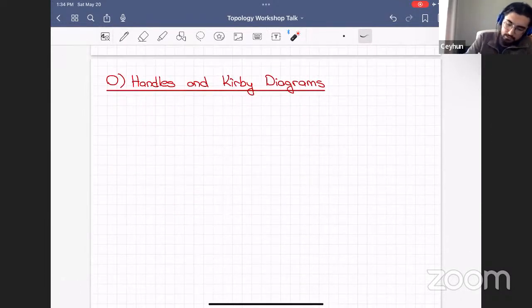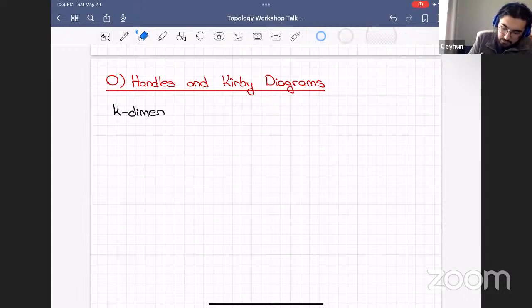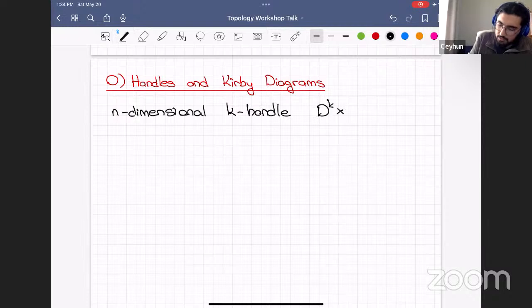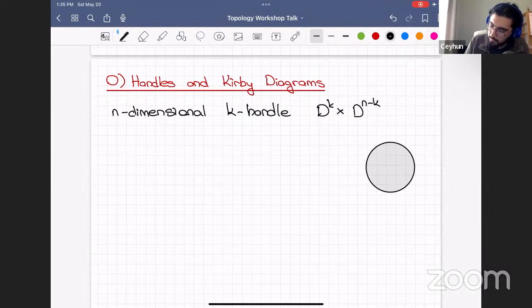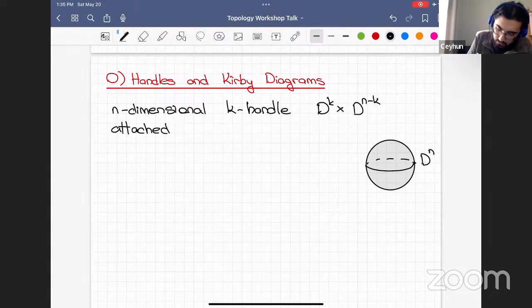So let's start from handles and Kirby diagrams. I will do most of the things in 4 dimensions, but everything can be generalized. In general, an n-dimensional k-handle is D^k cross D^(n-k), where D is a disk, attached to something. So you attach a handle. For example, let's say we have an n-dimensional disk. What we do is we attach D^k cross D^(n-k) along the boundary, but not exactly the boundary: along S^(k-1) cross D^(n-k).